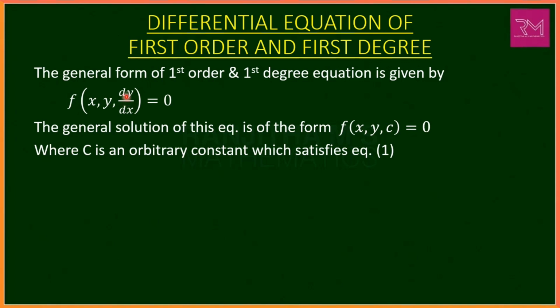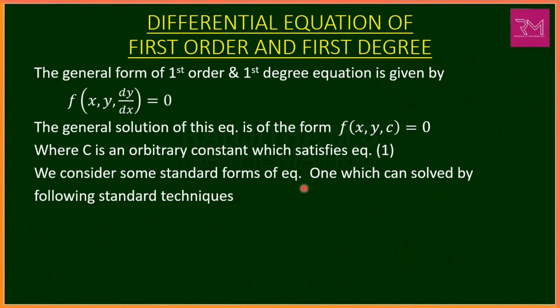This satisfies f of x, y, dy by dx equal to 0. For this, the general solution is given by the form f of x, y, c, where c is some arbitrary constant. We consider some standard forms of equations which can be solved by standard techniques. To obtain a general solution for this first order and first degree equation, we have standard rules. Using those rules, we can find the solution for the first order and first degree equation.